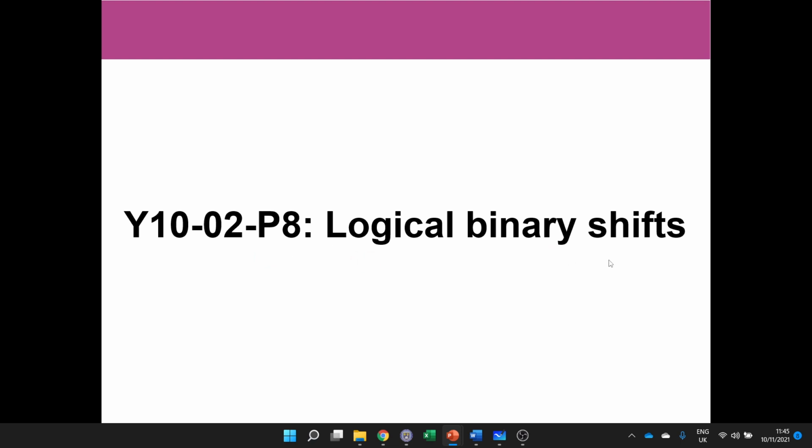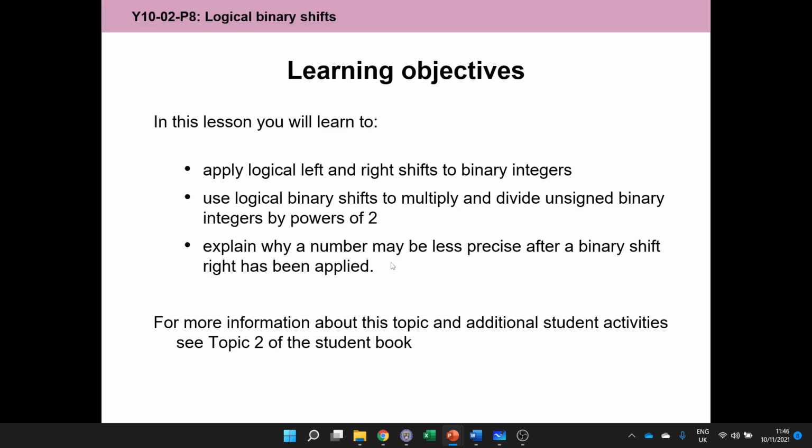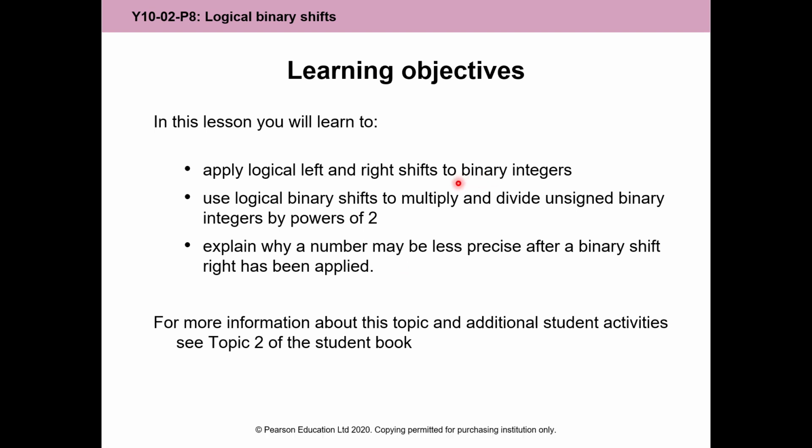So logical binary shifts: we need to be able to remember and understand how binary works, and then focus on the easier of the two binary shifts. We've got a logical and we've got an arithmetic. Today we focus on a logical. If we have a binary integer, that means we have zeros and ones that represent whole numbers. We can do a logical shift to the left and a logical shift to the right. We want to work out how to process that, which is dead easy, and what impact that has on the actual value, which is also quite nice and easy.